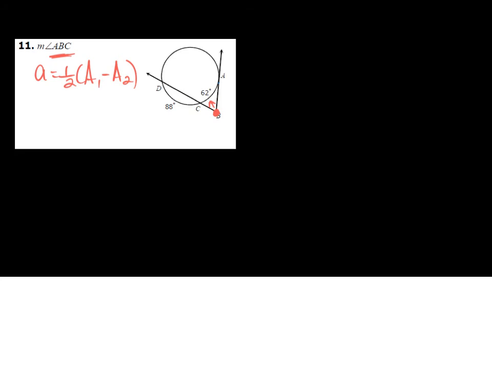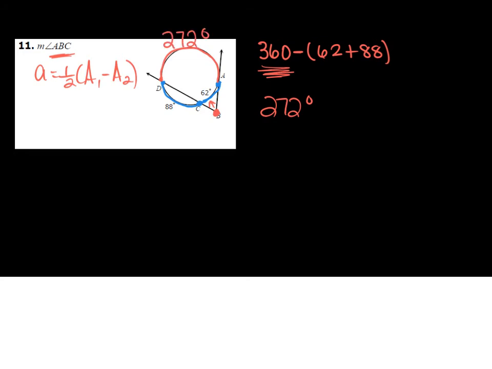So what I know is from here to here is 62. From D to arc C is 88. And so the rest of the circle should complete my 360. So I take my total, which is 360, and I subtract the other two arcs, and I find out that my remaining arc is 272 degrees. So I'm going to go ahead and write that in, 272 degrees.